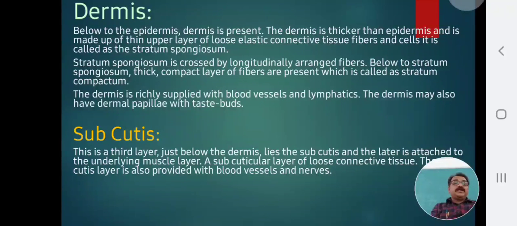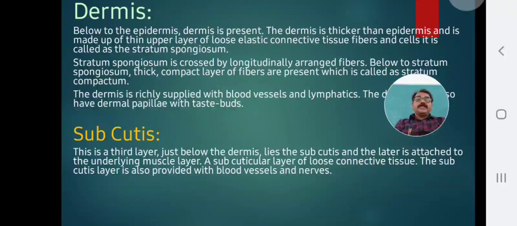Next to the dermis, the third layer is present, and that third layer is called the subcutis. See, this is the third layer, called the subcutis, indicated by the green color. This is an additional layer. Remember, this subcutis is present only in those fishes where scales are absent and the body is covered by thick skin. In these fishes only, the third layer, the subcutis, is present in the skin.